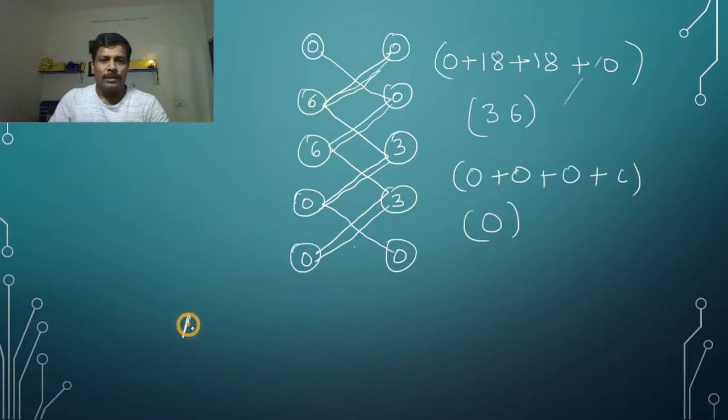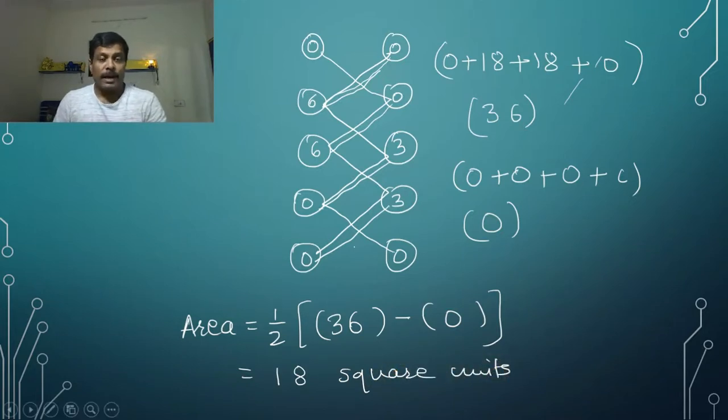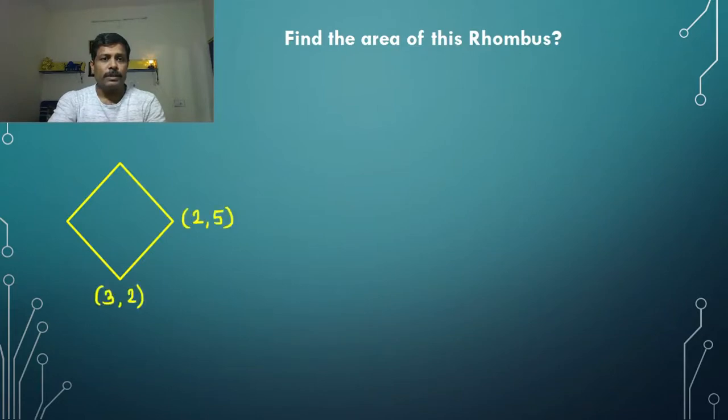Now what is the formula? Area is equal to 1 by 2, first bracket value minus second bracket value. The first bracket value is 36 and the second is 0, and therefore 2 1s are 2, 2 8s are 16. So I got this 18 square units. So the same answer I am getting by using this method also. So now the problem is, see, this is a rhombus.